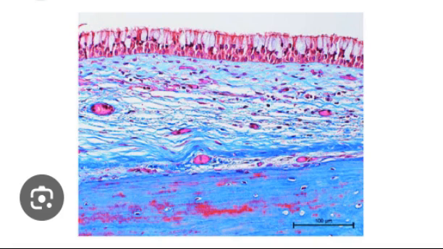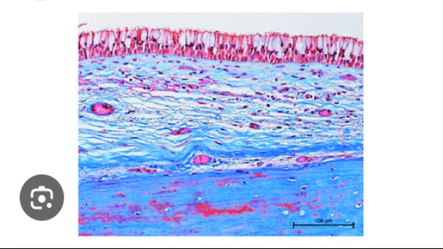5. Respiratory function. Facilitates the process of breathing by providing a moist surface for air passage. Regulates the temperature and humidity of the inhaled air. 6. Connection to paranasal sinuses. The Schneiderian membrane extends into the paranasal sinuses, covering their interior surfaces.